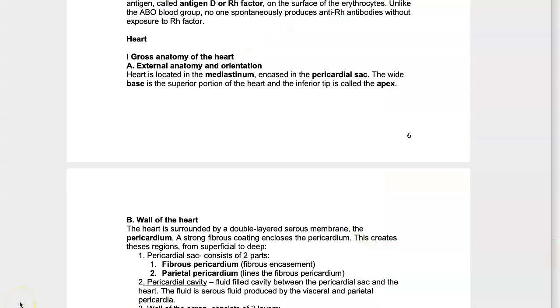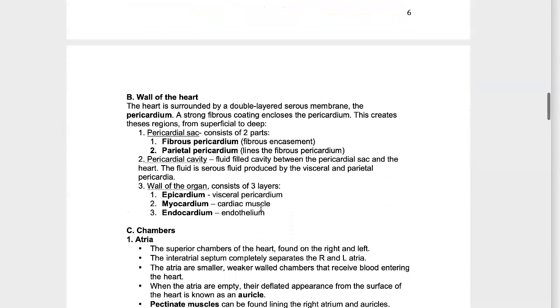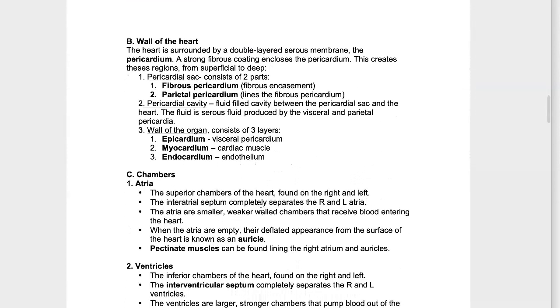Let's finish by marking up the notes. The heart is a vital organ located in the mediastinum. It's encased by the pericardial sac. The wide base of the organ is actually the superior portion, and then the inferior tip is known as the apex. The heart is surrounded by the serous membrane called the pericardium, and then there's a strong fibrous encasement that encloses it. So it creates these regions from superficial to deep.